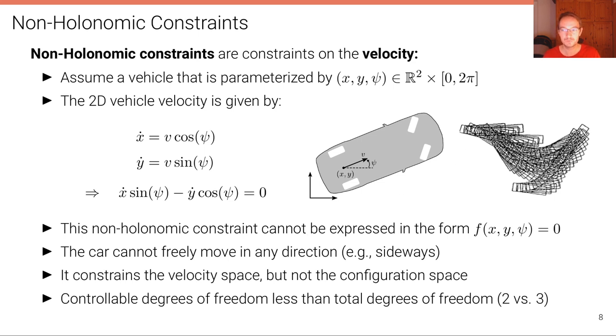So through a particular parking maneuver, we can, from this location, arrive at this location here by moving forward and backward and forward and backward, etc. But we can't go from here directly to here because this is constrained. This motion is forbidden through this non-holonomic constraint on the velocities.